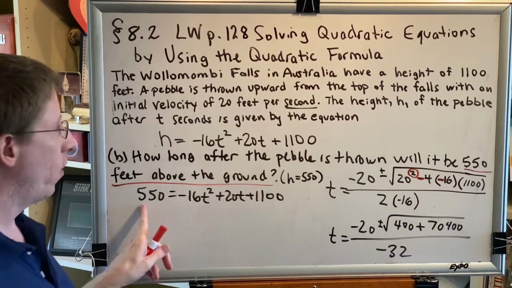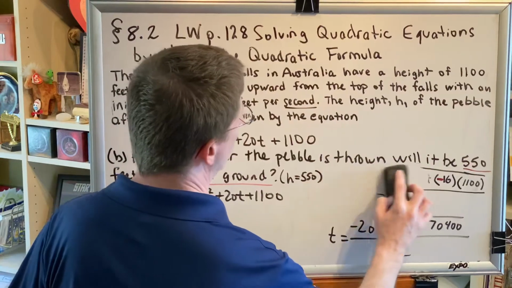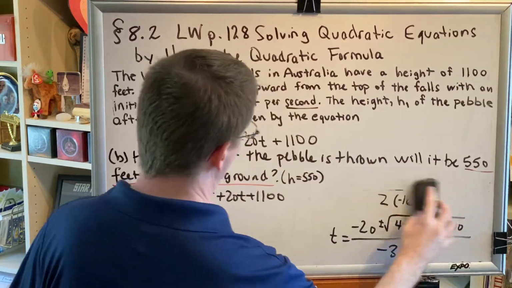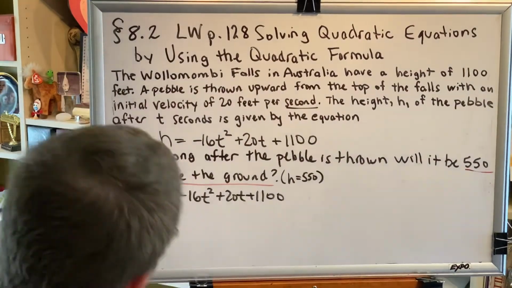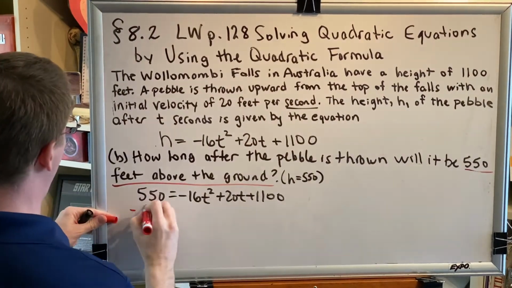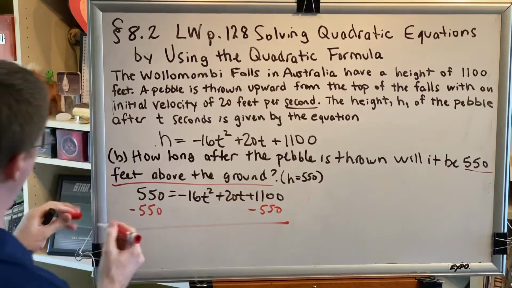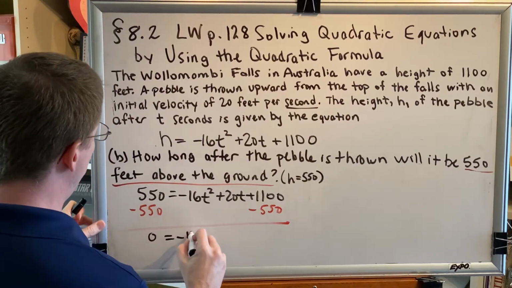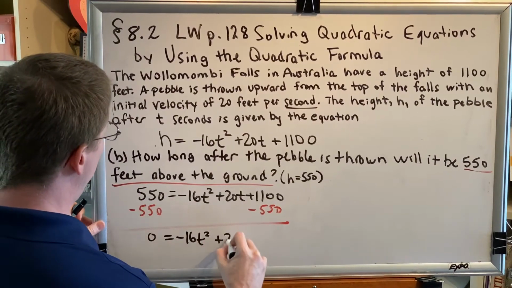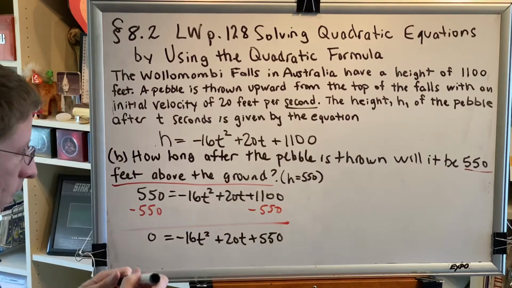Now, this time we don't have the equal 0 that we desire, so we're going to have to create that condition. So how would we achieve that? This 550 is positive, so to make it a 0, we need to use a negative 550. So we will subtract 550 on the left, we will subtract 550 on the right, and our new equation will say 0 equals negative 16t squared plus 20t plus 550.